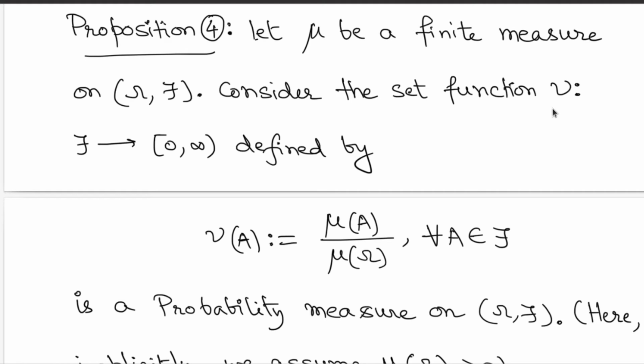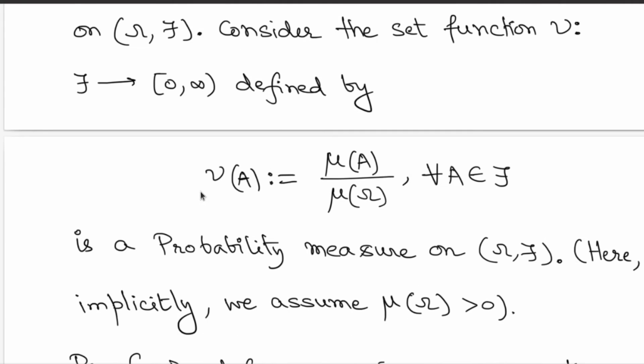So how is it going to be defined? It's still defined on the same sigma field that I started off with, but I am going to look at the sizes of the sets according to the new measure. We look at the size of an arbitrary set capital A with respect to the original measure mu and divide it by the total measure of omega.